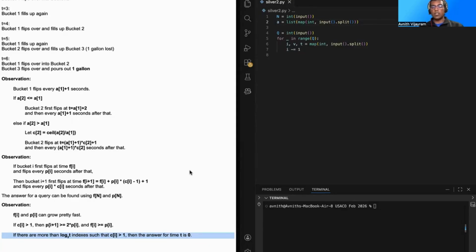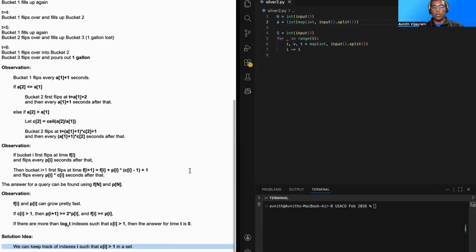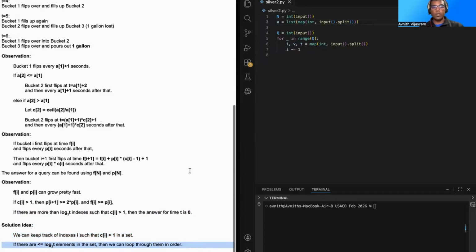So now this leads directly into our solution idea. Essentially, we're going to keep track of the indexes such that Ci is greater than 1, and we'll keep track of it in a set. Essentially, we're keeping track of all the places where the bucket needs more than one flip to fill up the next bucket. And if the size of the set is greater than log of t, then we know the answer is 0, and we can just print 0.